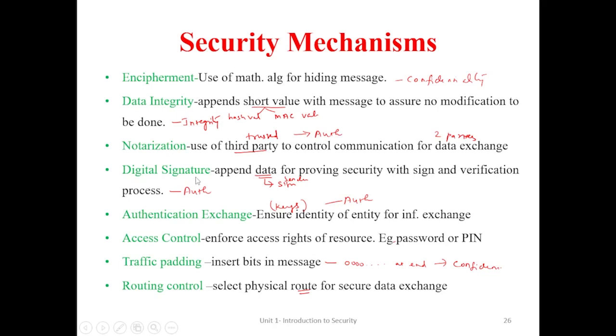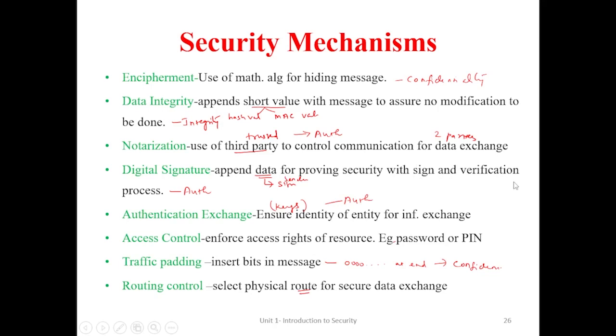Digital signature means identifying the individual identity of both sender and receiver. There is a mechanism available. That means we should append a few data with the secret information. If the sender appends the data, that data is called a signature. The sender signature will always be attached with the secret information. That is called signing.